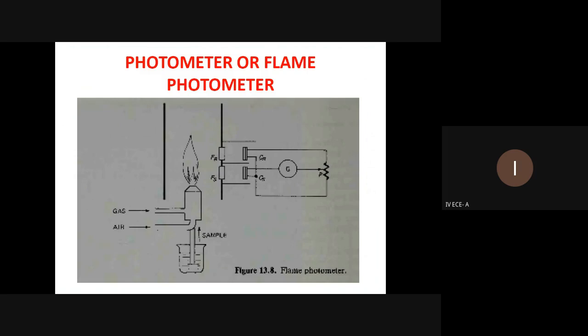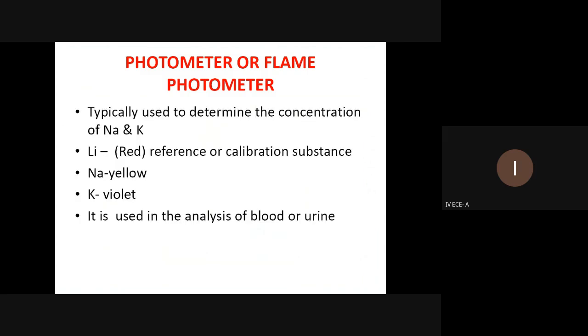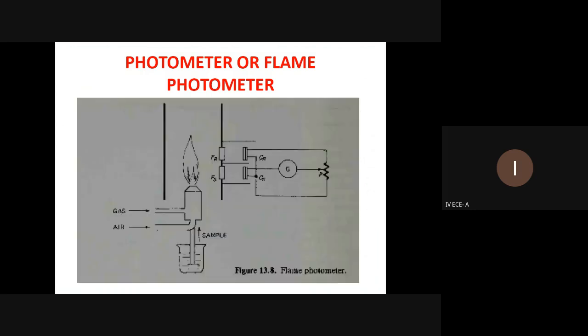So this is the flame photometer. In the flame photometer, sodium is yellow and potassium is violet. That is the difference between the colors and the elements. So this is the apparatus setup of a flame photometer.